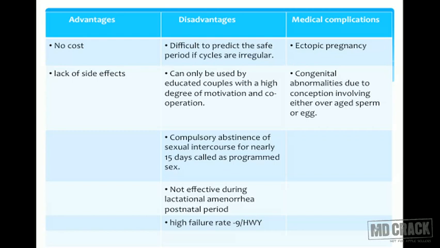Disadvantages: it is difficult to predict the safe period if the cycles are irregular, and it can only be used by educated couples with a high degree of motivation and cooperation. Compulsory abstinence is there for almost half a month. It is not applicable during the postnatal period because again ovulation is not predictable. There is a high failure rate, almost around 9 per 100 women years. Sometimes if pregnancy takes place in failure, there are more chances of ectopic pregnancy or embryonic abnormalities, as the conception involves overaged sperm or eggs.